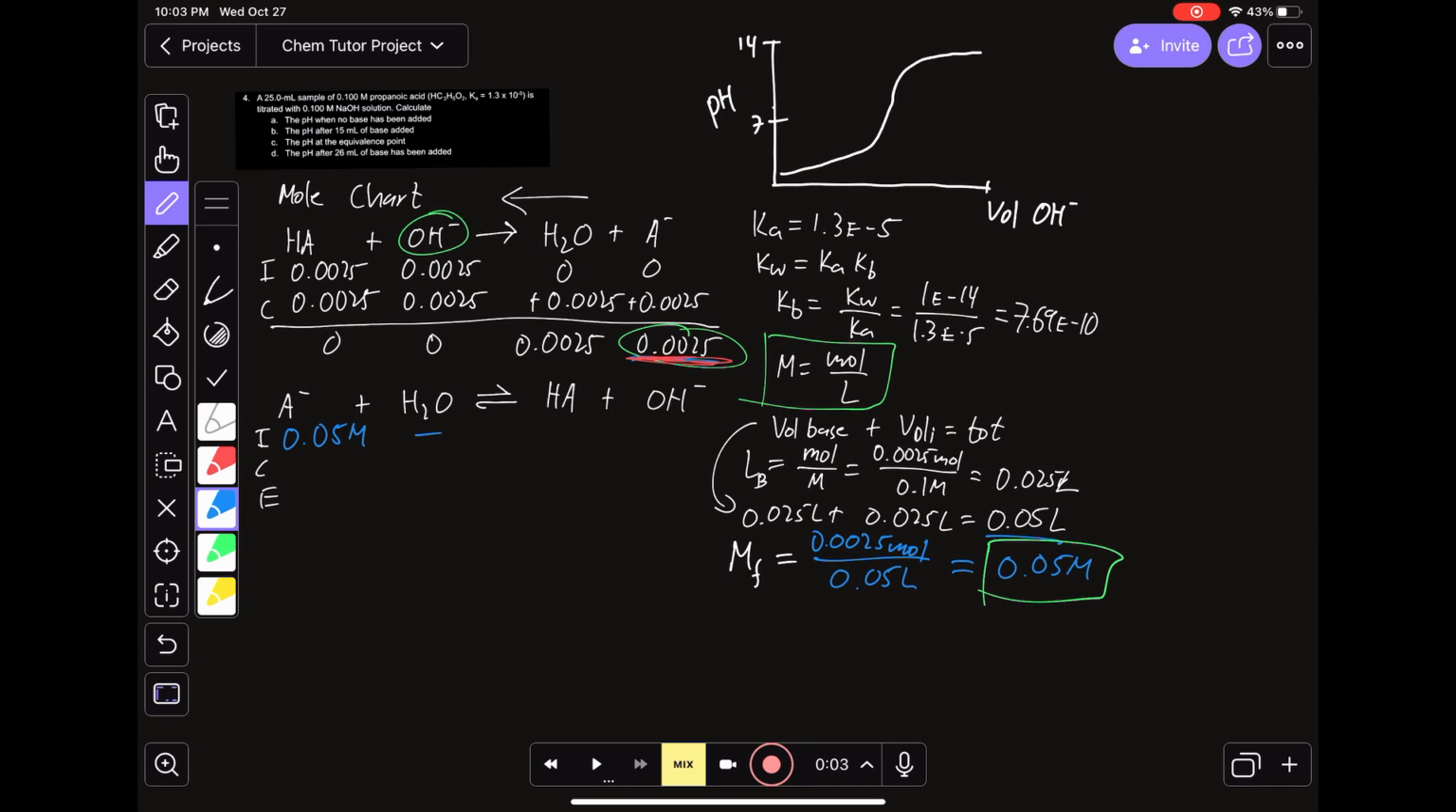We don't care about water because it's a pure substance. It is not accounted for in the KB. And of course our HA and OH minus are 0. The change, we get rid of the conjugate base and we get more acid and more OH. This is starting to look a little bit familiar, I hope. OH is X, HA is X, and then conjugate base is 0.05 minus X.